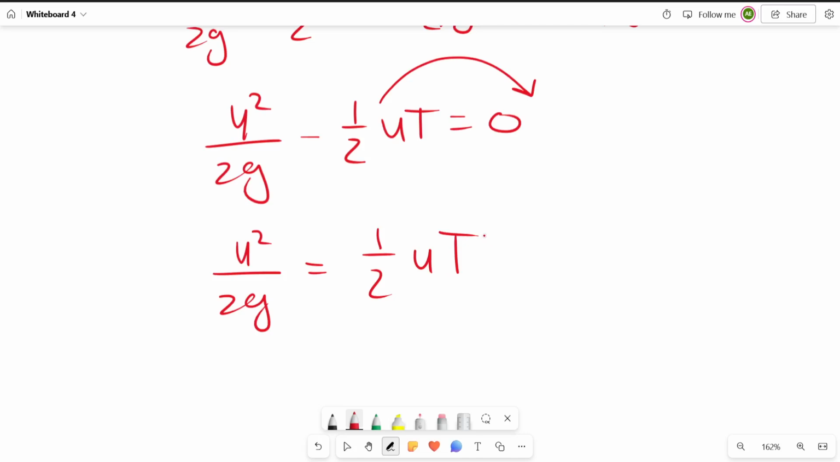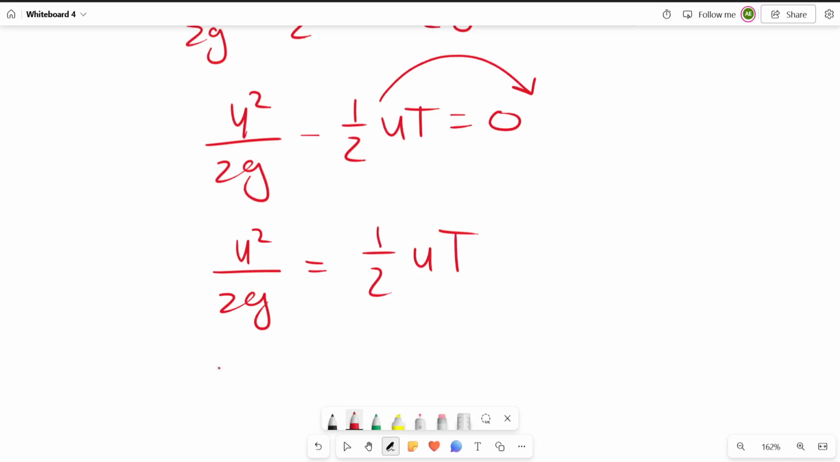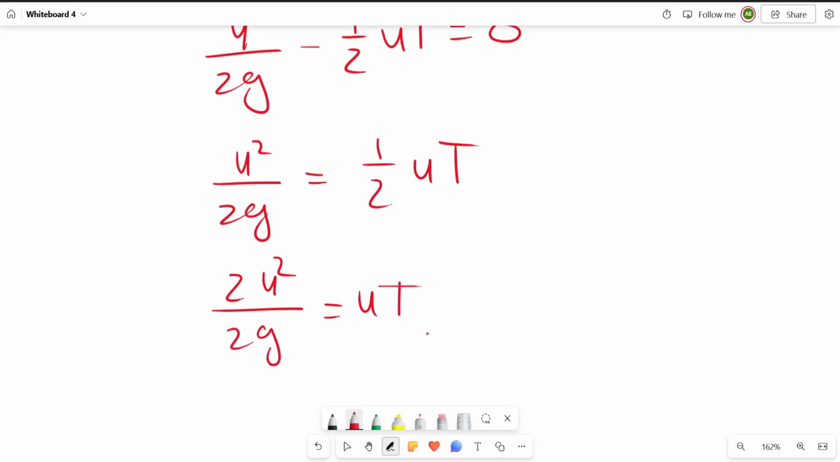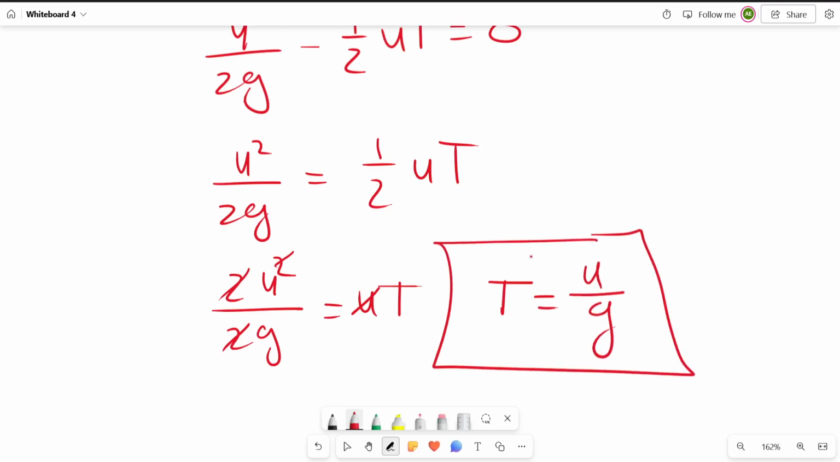And from here, what I can do, I can multiply both sides by 2. So 2u squared over 2g equals 2 times half, which is basically nothing, it's ut, and then I can cancel 1u from here and 1u from there, and then I will get my t equals, this 2 is going to cancel with this 2. I have only 1u on the numerator and g in the denominator. So this is my answer. My time is going to be u over g.